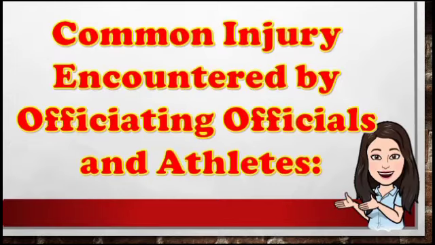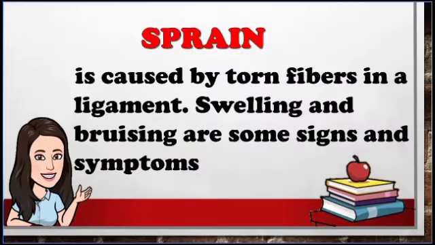Common injuries encountered by officiating officials and athletes. Sprain is caused by torn fibers in a ligament. Swelling and bruising are some signs and symptoms. The ligament can have a partial tear, or it can be completely torn apart. Ankle sprains are the most common type of sprain.